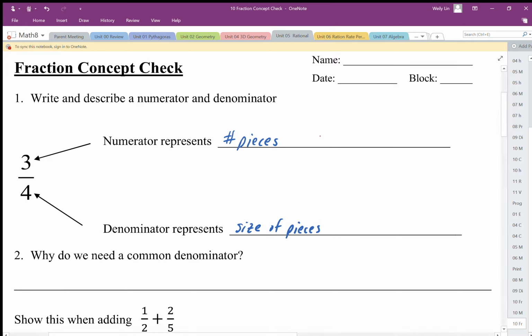We could also say that the numerator represents multiplication. The denominator then represents division. We can also say that the numerator represents the part, and then the denominator would represent the whole. These are all valid ways we can look at the numerator and denominator.